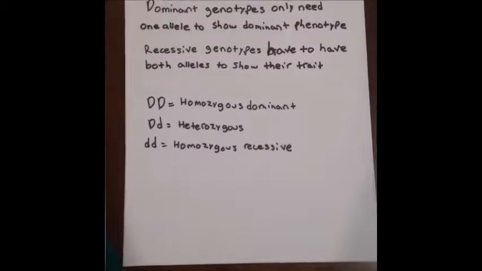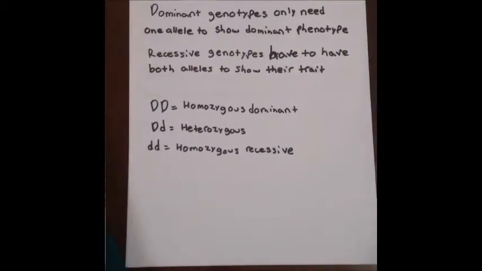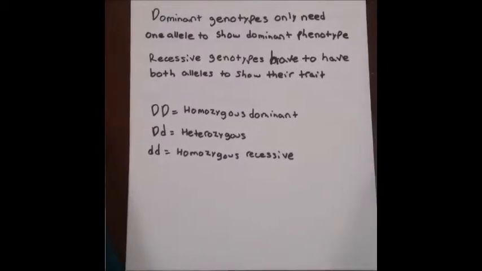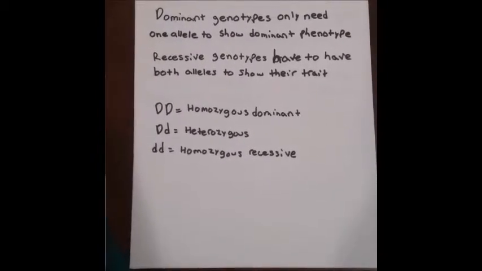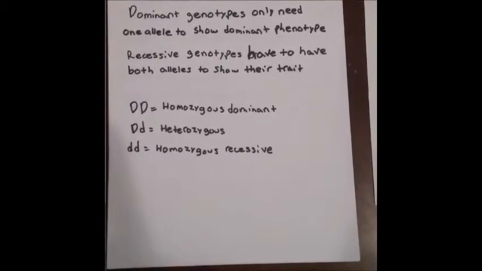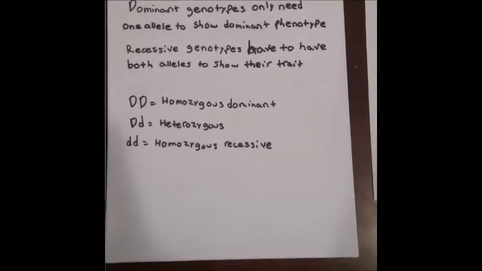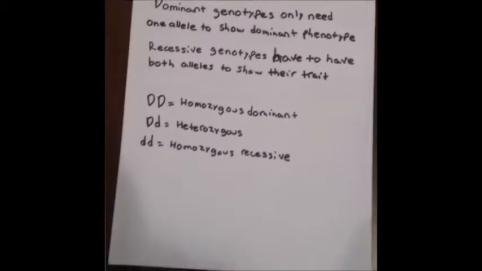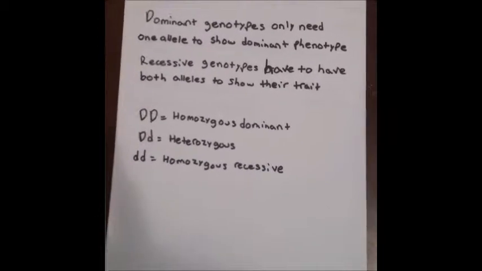Dominant and recessive traits. Dominant genotypes only need one allele to show their dominant trait. Recessive genotypes have to have both alleles to show their trait. Big D and Big D would code for a homozygous dominant. Big D and little d would code for a heterozygous, and little d and little d would code for a homozygous recessive genotype.